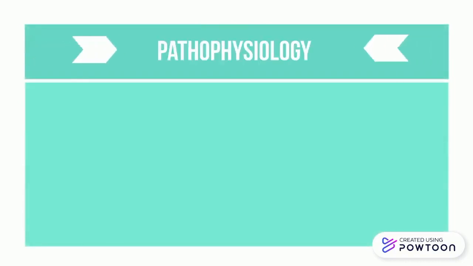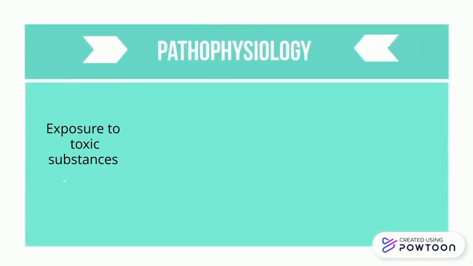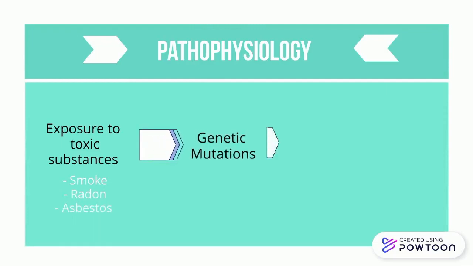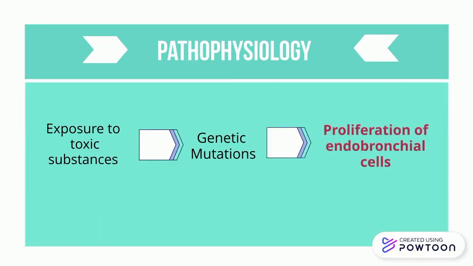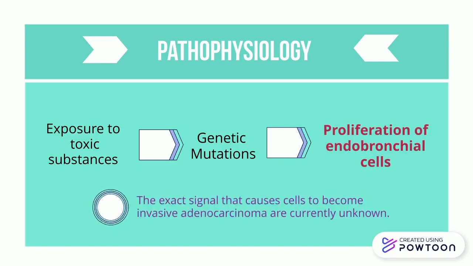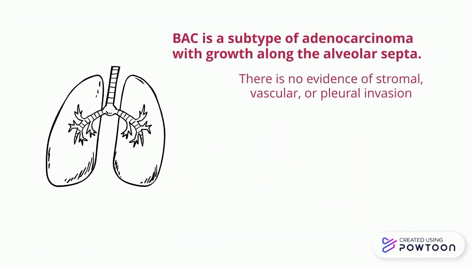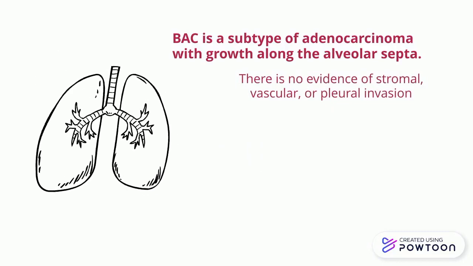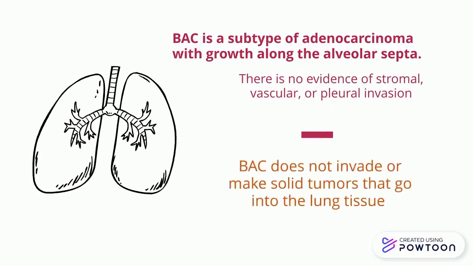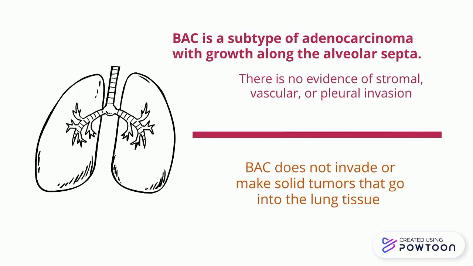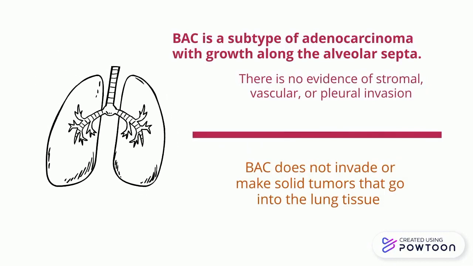BAC occurs when there is exposure to toxic substances like smoke, radon, and asbestos. Genetic mutations then occur, and this results in the proliferation of endobronchial cells. The exact signal that causes atypical bronchoalveolar cells to become invasive adenocarcinoma is currently unknown. This subtype of adenocarcinoma does not have evidence of stromal, vascular, or pleural invasion, meaning BAC does not invade or make solid tumors that go into the lung tissue.